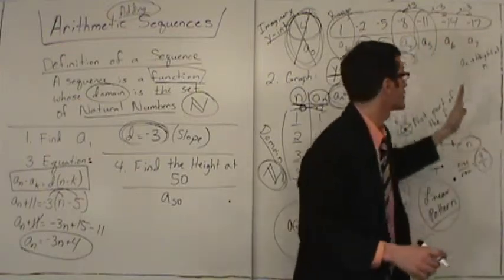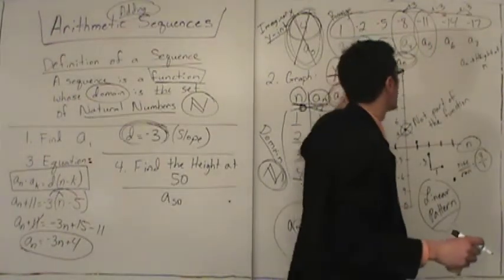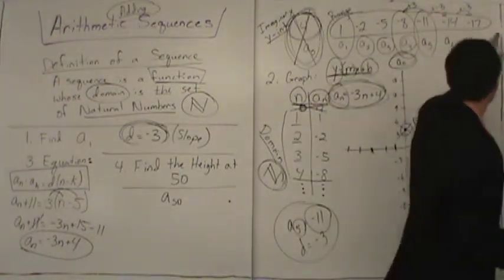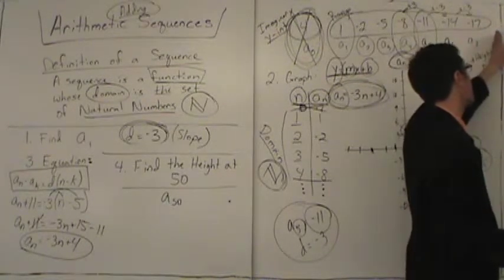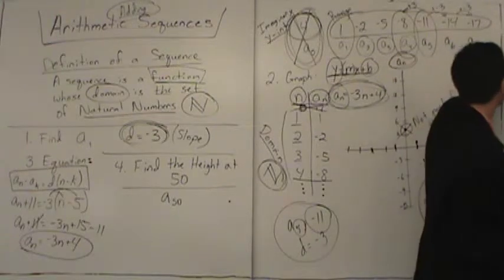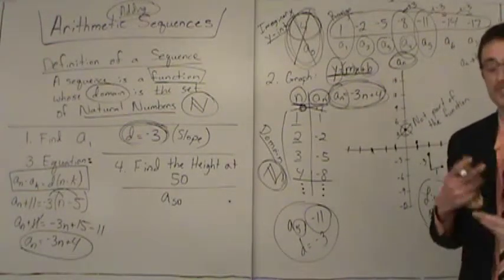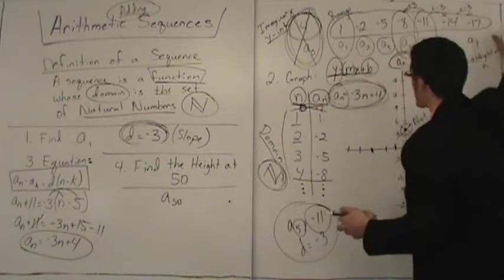And how much work would it take to go all the way to the height at 50? Well, height at 7 is negative 17. We're going down by 3, so height at 8 will be negative 20. Height at 9 will be negative 23. Height at 10 will be negative 26, etc., etc., etc. But this would take a very, very long time.